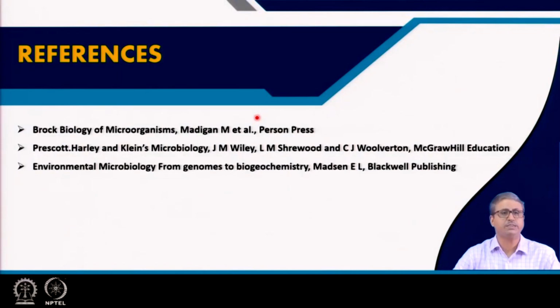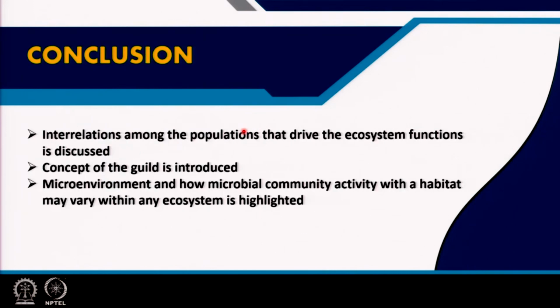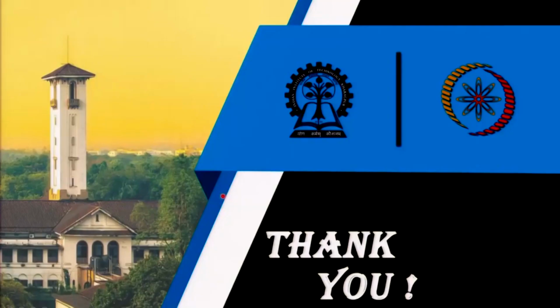So, this part of my lecture is developed based on this material which can be followed, the Brock Biology of Microorganisms, and along with that the Prescott, Harley and Klein's Microbiology and Environmental Microbiology: From Genomes to Biogeochemistry. So, at the end we conclude this part of the lecture: interrelations among the populations that drive the ecosystem functions are discussed, the concept of the guild is introduced, and the microenvironment and how microbial community activity within a habitat may vary within the type of ecosystem is also highlighted. Thank you.